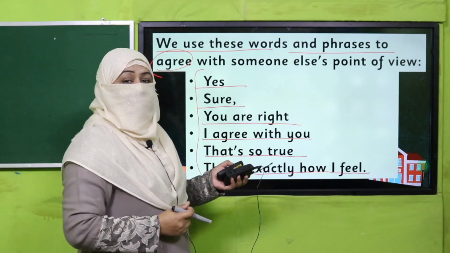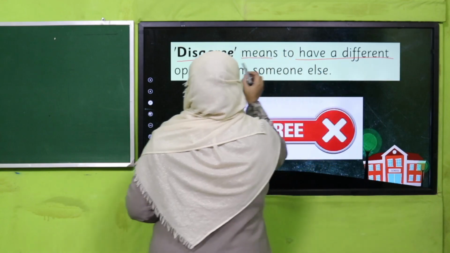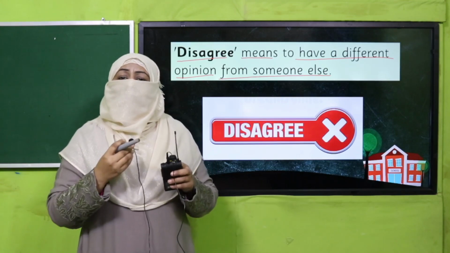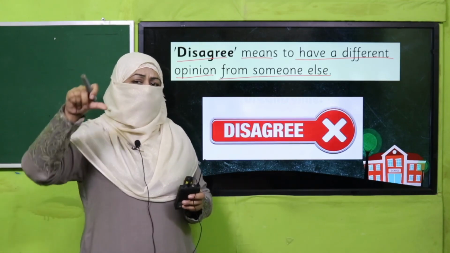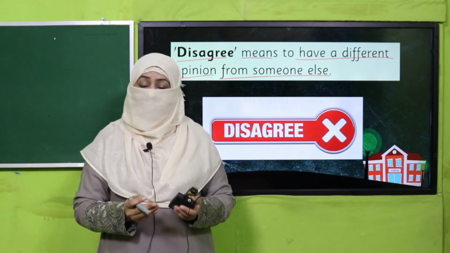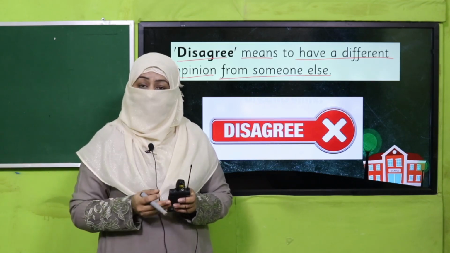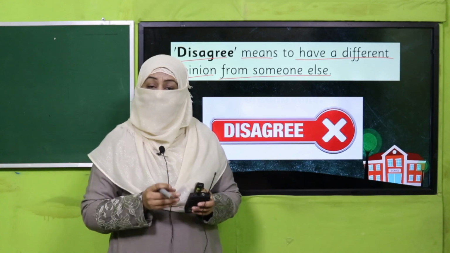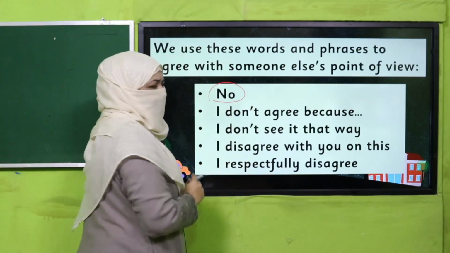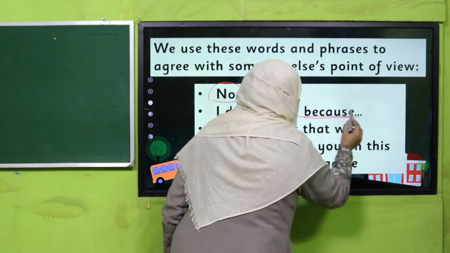But when we disagree, what does disagree mean? To have a different opinion from someone else. Someone is saying something, but we think differently. So we disagree. It's okay, it's normal, because we cannot think in the same way all the time. We can disagree with others, but we should know how to express it nicely, how to express it politely. So how do we express it? We say, no, I don't think so. I don't agree, and tell the reason as well.